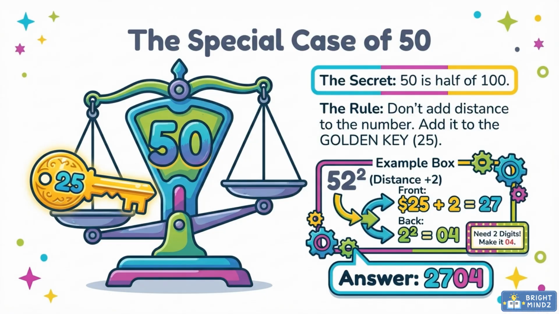Numbers near 50 get an extra fast twist. Think of 52 as 50 plus 2. The distance from 50 is 2. Instead of adding that 2 to 52, add it to 25, our golden key for numbers ending in 5. So 25 plus 2 gives 27 for the front part. Then square the distance. 2 squared is 4, written as 04. Together, that makes 2704.